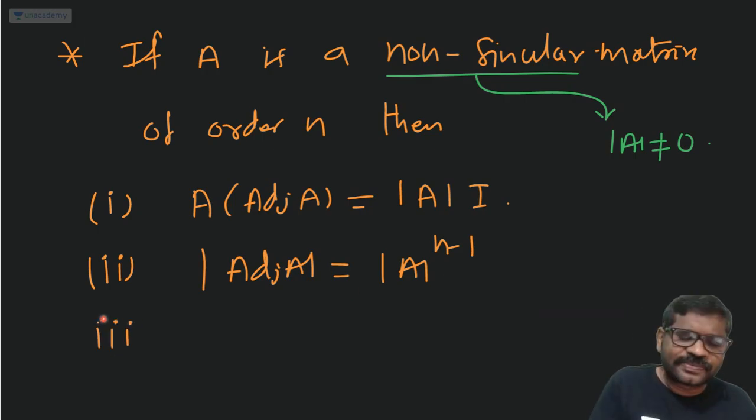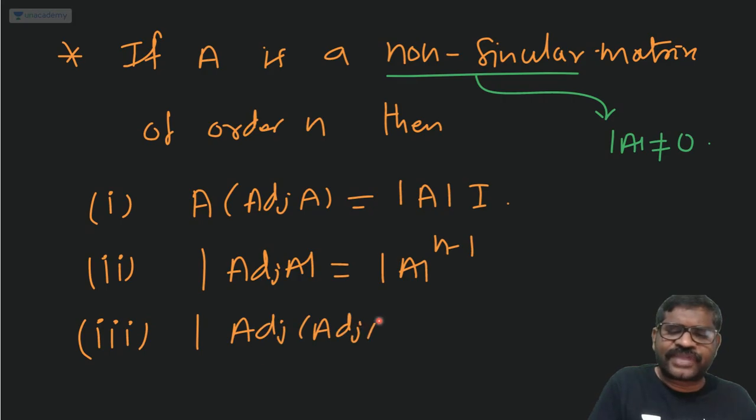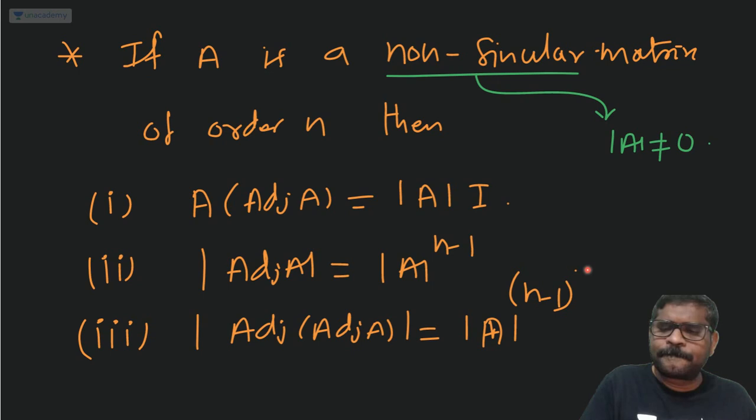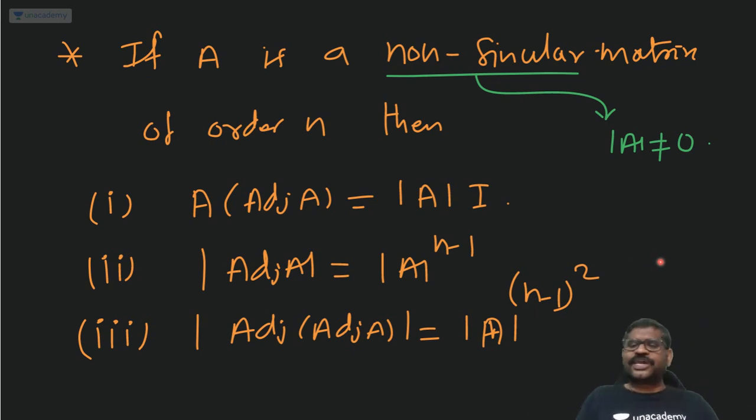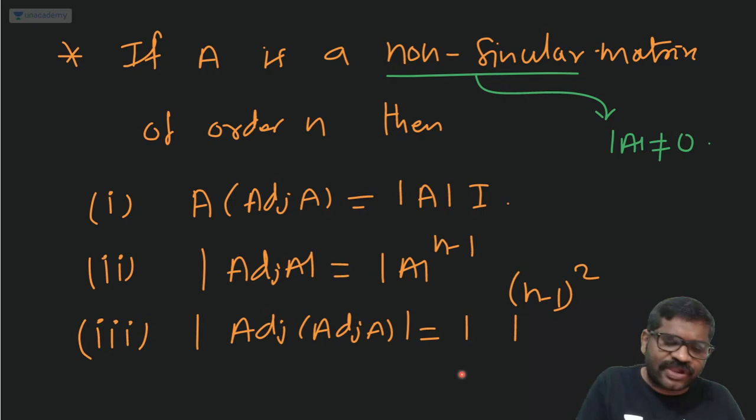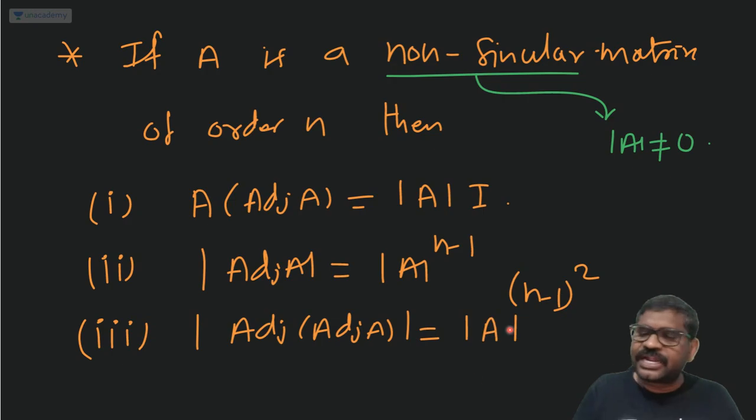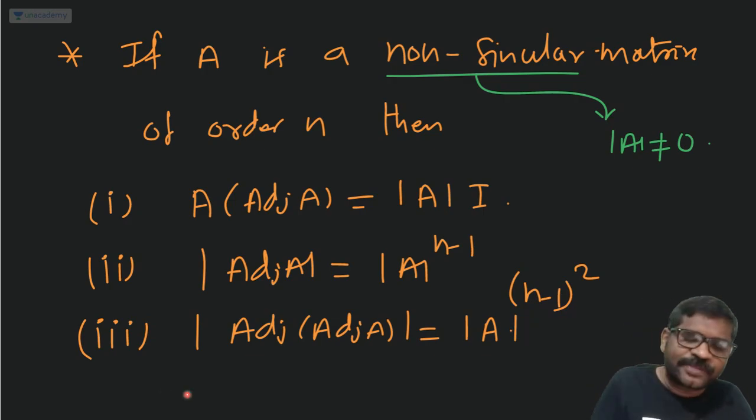Third one, determinant value of adjoint of adjoint A equal to det A whole power n minus 1 whole square. Please observe third property and fourth property. There is a difference between third property and fourth property.